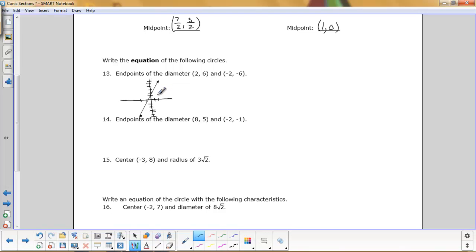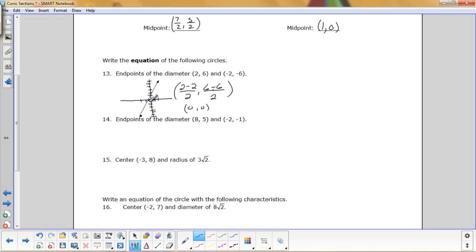So what I'll do here is count the distance from here to here and divide it by 2. So that's going to be the average of the x's, 2 minus 2 divided by 2, and the average of the y's, 6 minus 6 divided by 2. Written as an ordered pair, that gives me the origin, (0, 0).